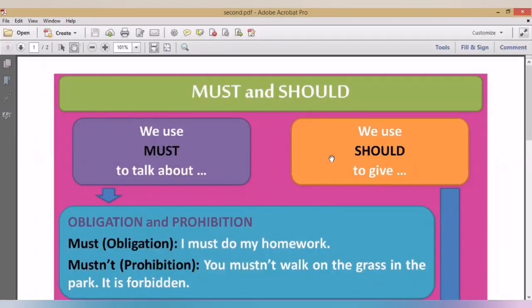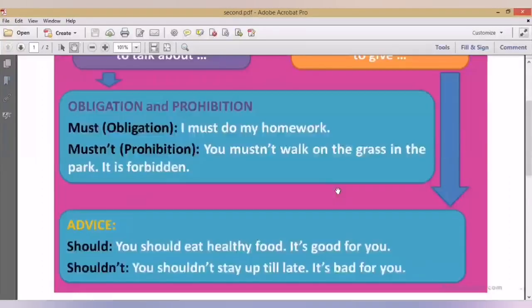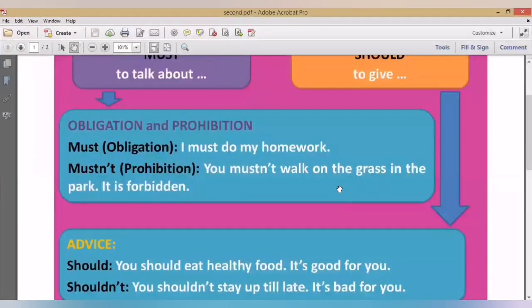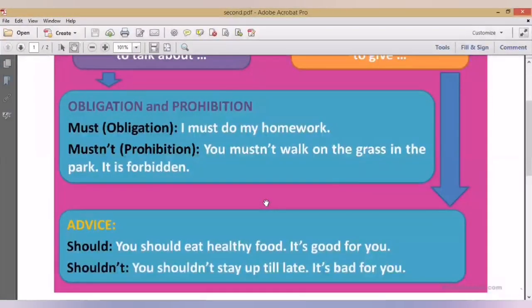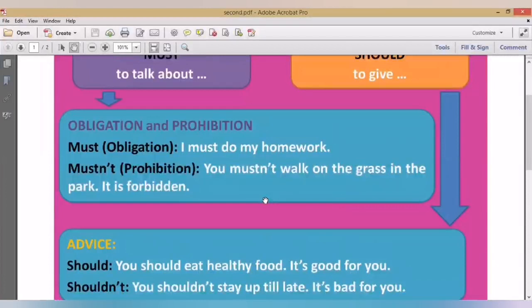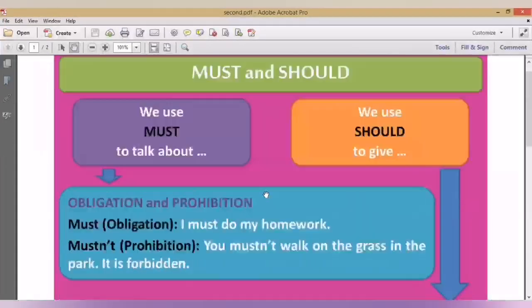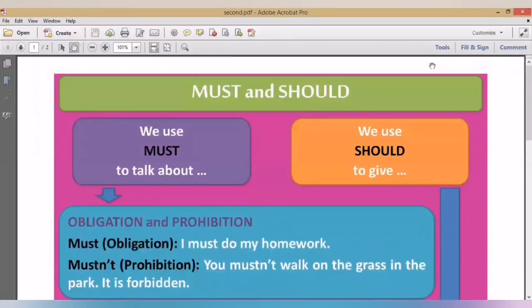And we use should for what? To give advice, as we said. You should eat healthy food, it's good for you. Or you shouldn't stay up till late. So, what do we call these two?